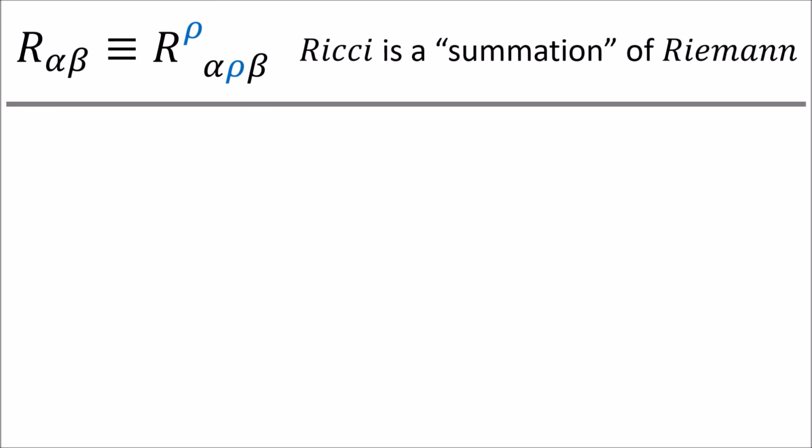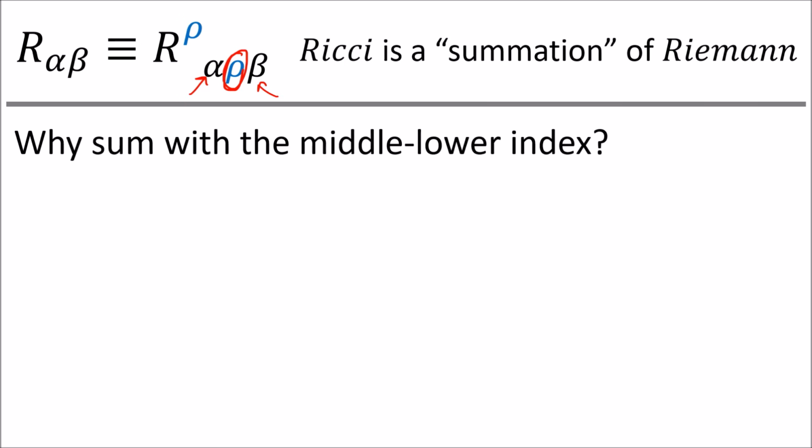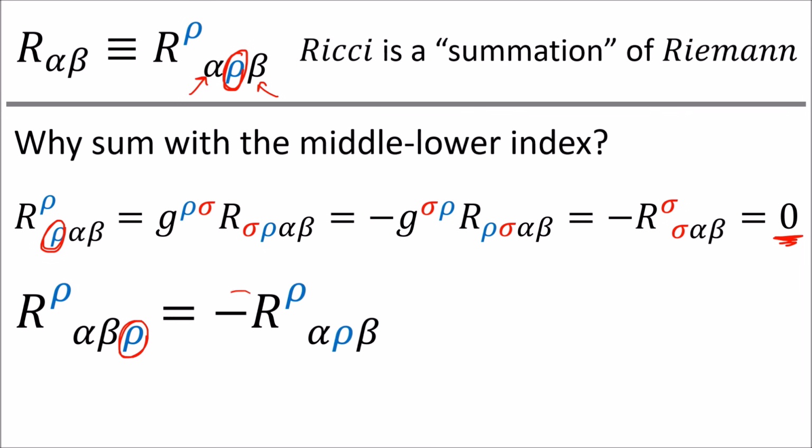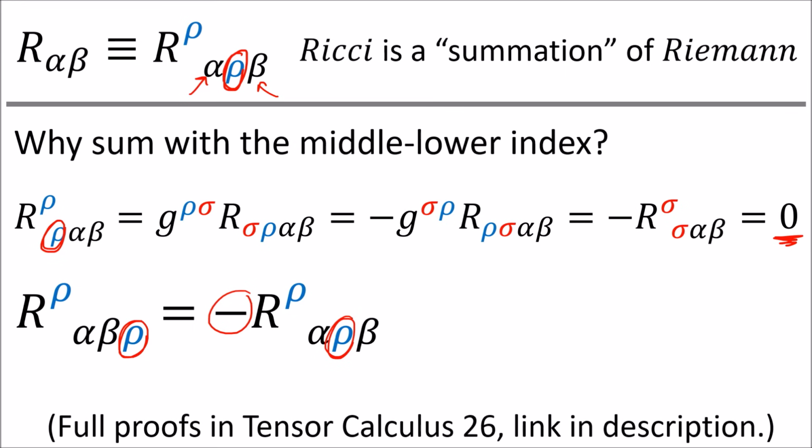You might wonder why we sum with the middle lower index and not the lower left or lower right indices. It turns out that summing with the lower left index just gives 0, and summing with the lower right index just gives the negative of summing with the middle index. So doing those summations don't give us anything new, and we just ignore them.